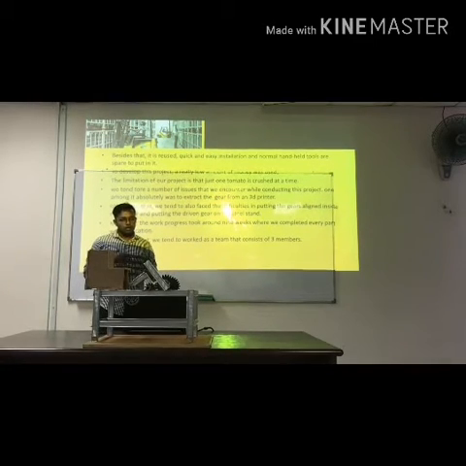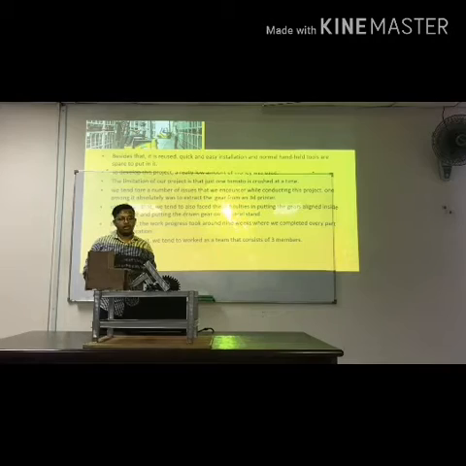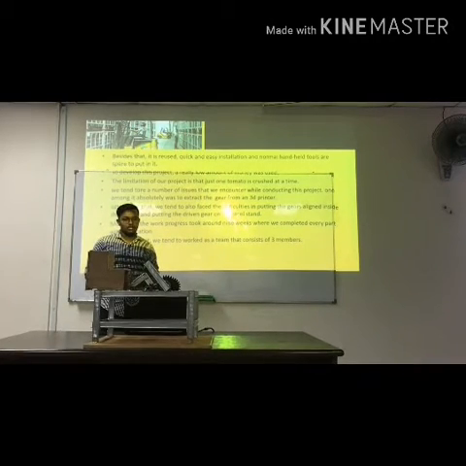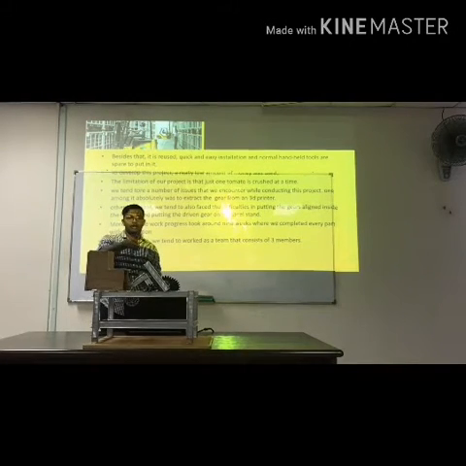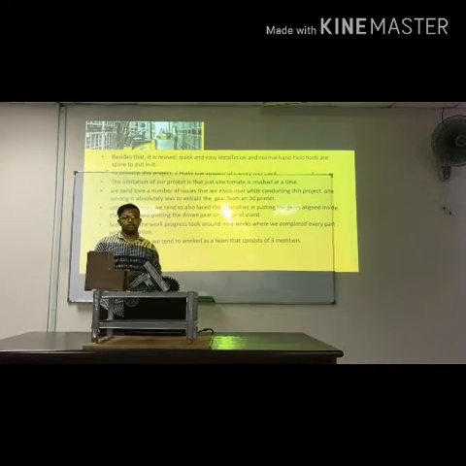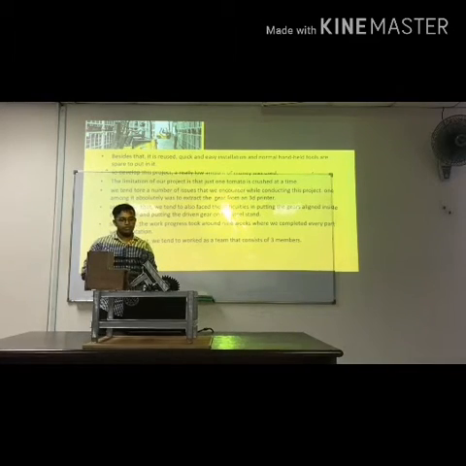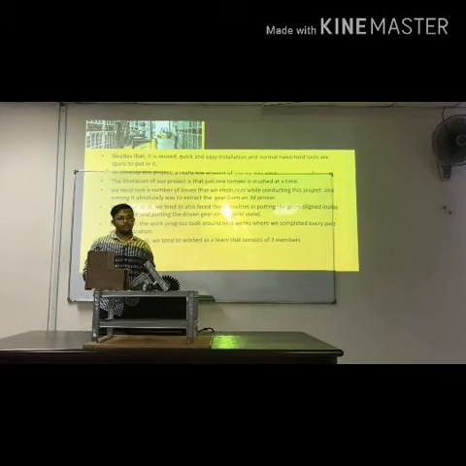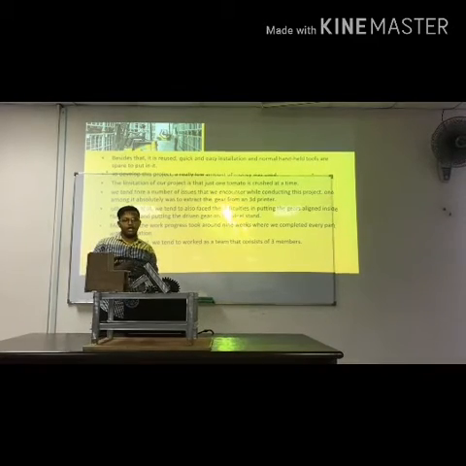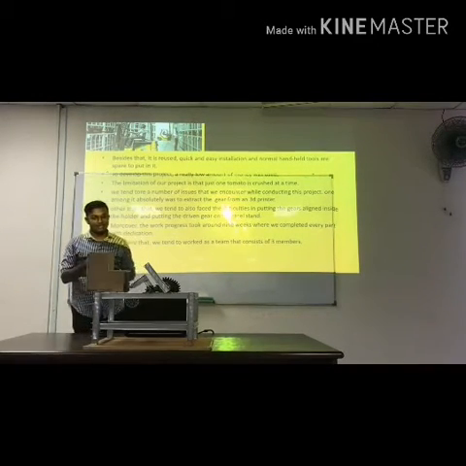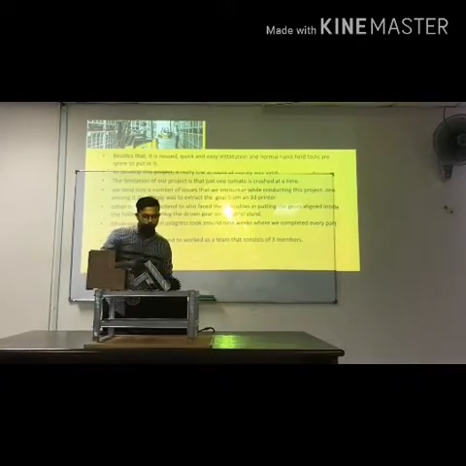We then saw a number of issues that we encountered while conducting this project, and one of them was to extract the gear from a 3D printer. You can see that our gear, we used a 3D printer to print all 4 of our gears. Other than that, we also faced difficulties in putting the gear aligned inside the holder and putting the driven gear on the steel stand, which you can see over here.